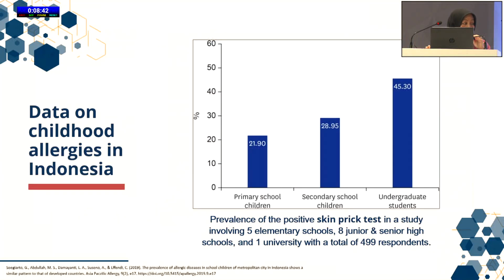This study in Indonesia revealed that allergies increase with age. Skin prick test results show an allergy prevalence of 21.9% in elementary school children, 28.95% in middle school students, and 45.3% in university students. These trends suggest that broader allergen exposure contributes to rising cases.